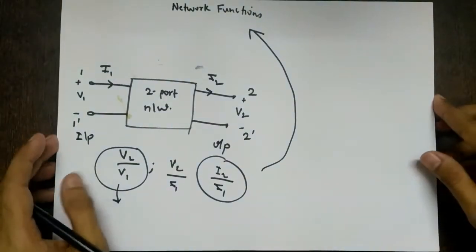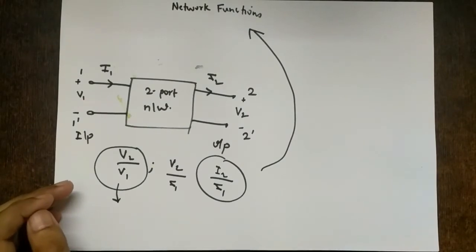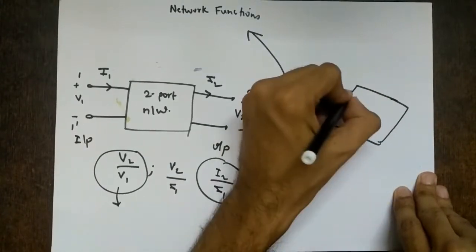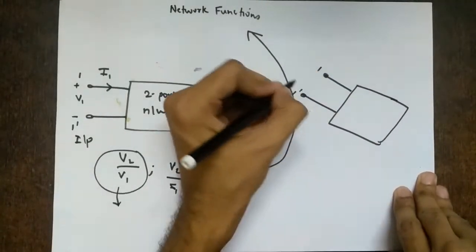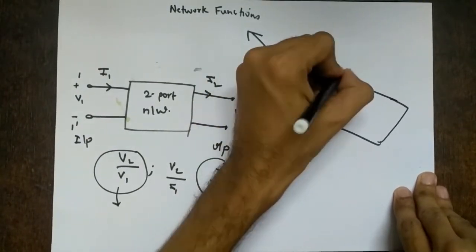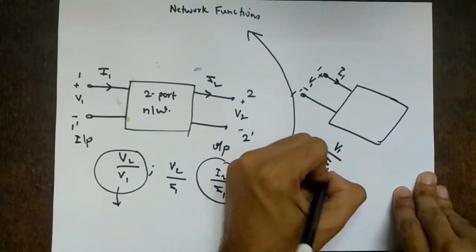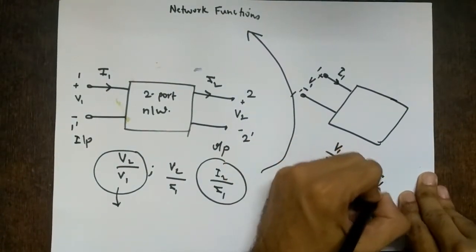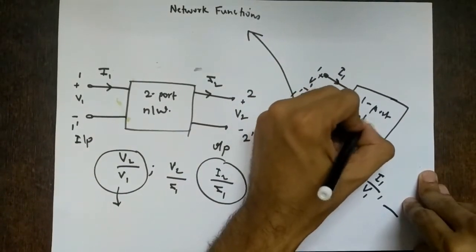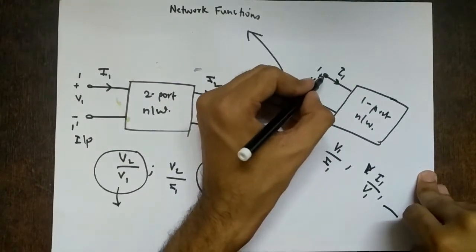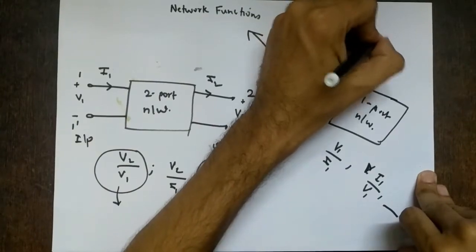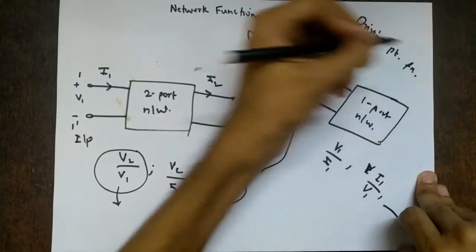Okay. So let's see what are the terms associated with this. So this is a two-port network. But if I have only one port like this, so this is 1 prime. So this will be V1 only, and I'll have a current I1 only. So I'll find quantities like only V1 by I1 and I1 by V1, etc. Right? So this is what a one-port network is. So the network function here is called a driving point function.